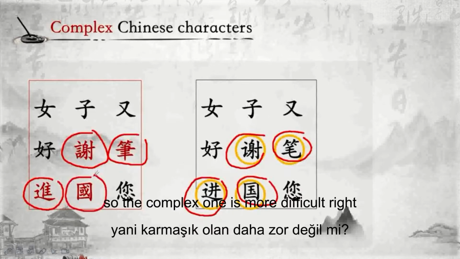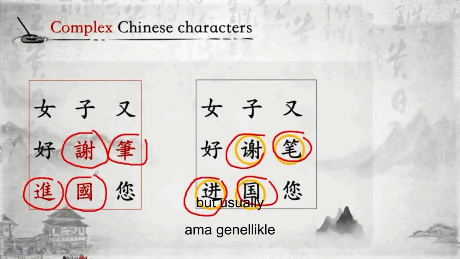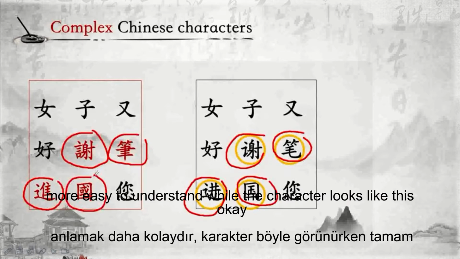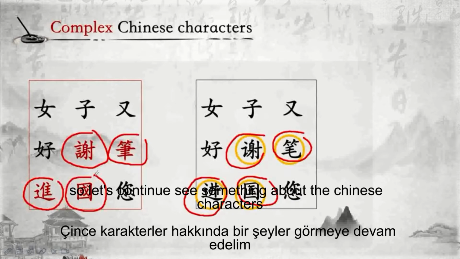So the complex one is more difficult to write. But usually, with the complex one, it's easier to understand why the character looks like this. Okay, so let's continue to see something about the Chinese characters.